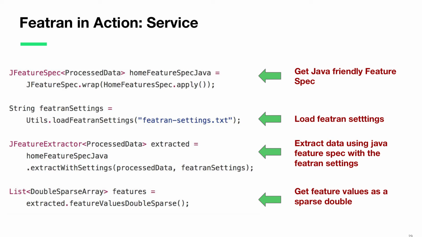So, get our Java-friendly feature spec. We're going to load our feature settings. Remember, we got our feature settings from the data pipeline. We saved them, and they were an input to this service. Then we're going to extract the data using our Java feature spec with the feature settings. In the data pipeline we just called extract, and now we're calling extract with settings. We're passing in our list of process data as well as the feature settings. And finally, we're requesting that our data be returned to us as a sparse double array.